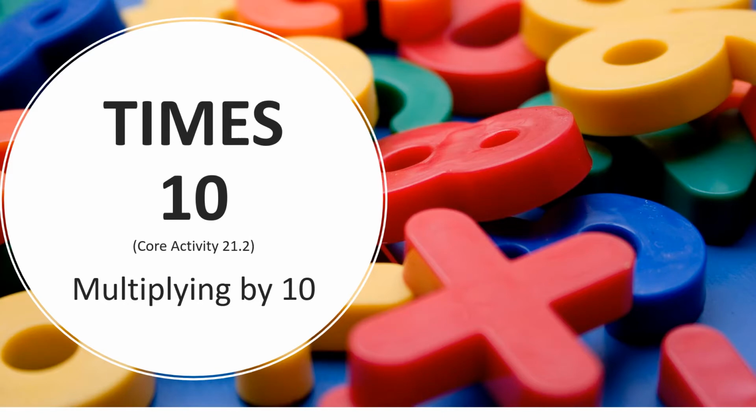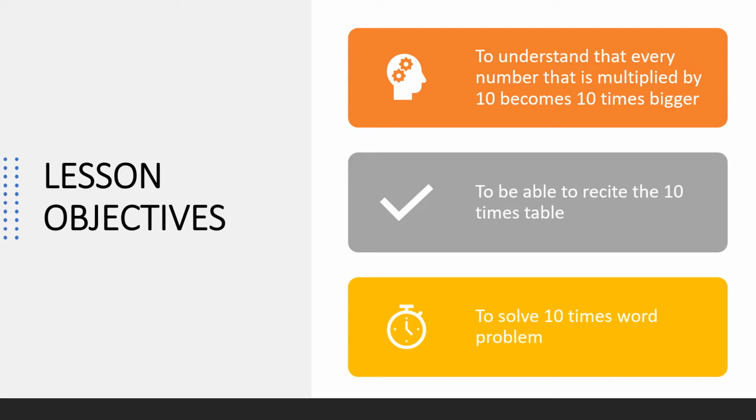Right. Times 10, core activity: 21.2, multiplying by 10. Okay, our lesson objectives. By the end of this lesson, you'll be able to understand that every number that is multiplied by 10 becomes 10 times bigger. Okay, and also you'll be able to recite the 10 timetable, and then you'll be able to solve 10 times word problem.